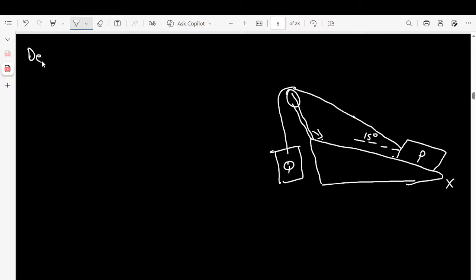Determine the magnitude of the new force.